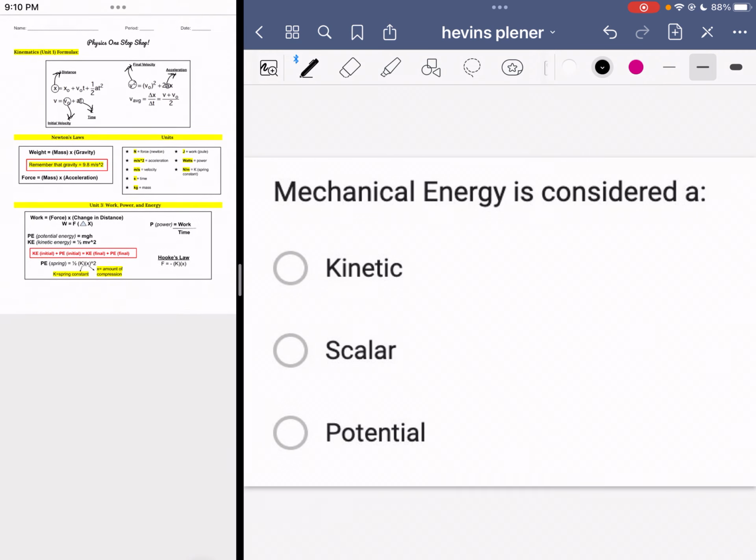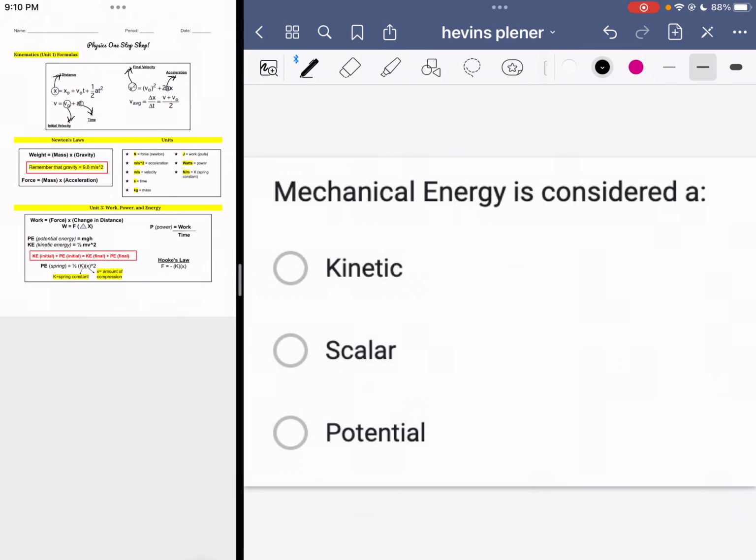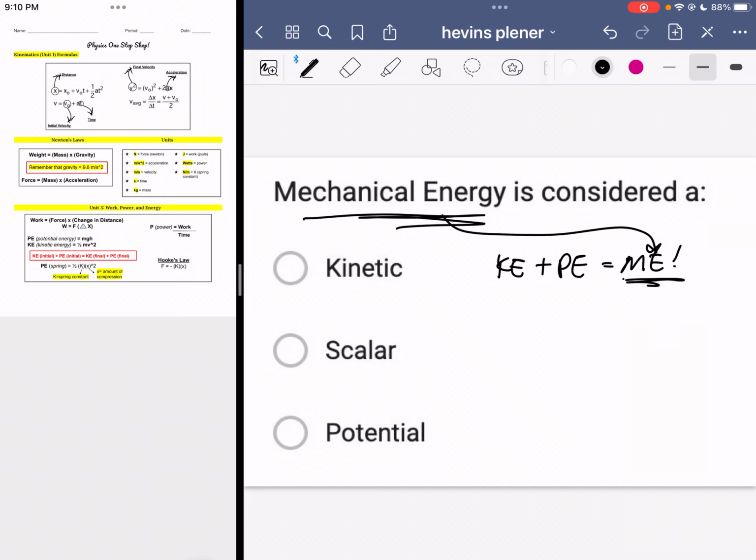Mechanical energy is considered a blank. Mechanical energy is made up of kinetic energy and potential energy. And that's not me, it's mechanical energy. Okay?